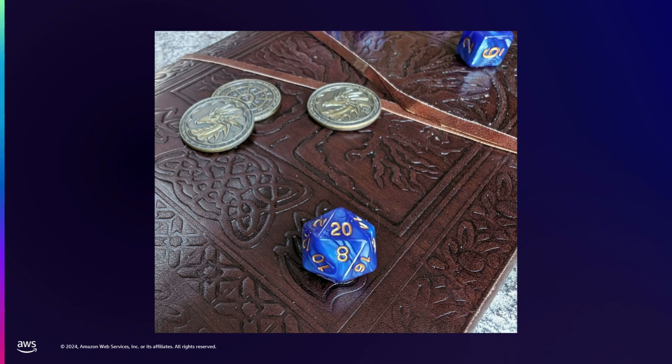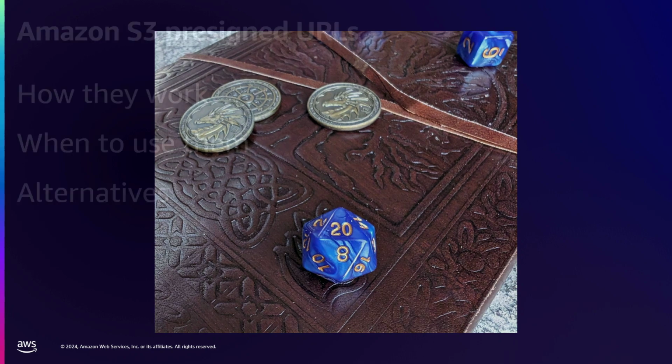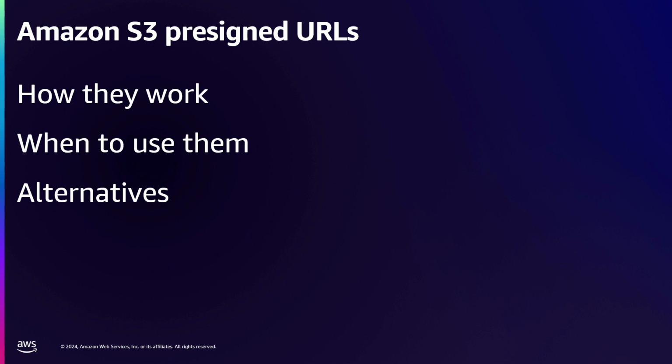So agenda-wise, we're going to be talking about presigned URLs. Specifically, we're going to talk about how they work, what exactly they are, when you should use them, and when you should not. And then also about the alternatives that AWS offers to presigned URLs. So to understand presigned URLs, we have to understand two things. We have to understand presigned and URLs. And presigned means that you need to understand about AWS authentication.